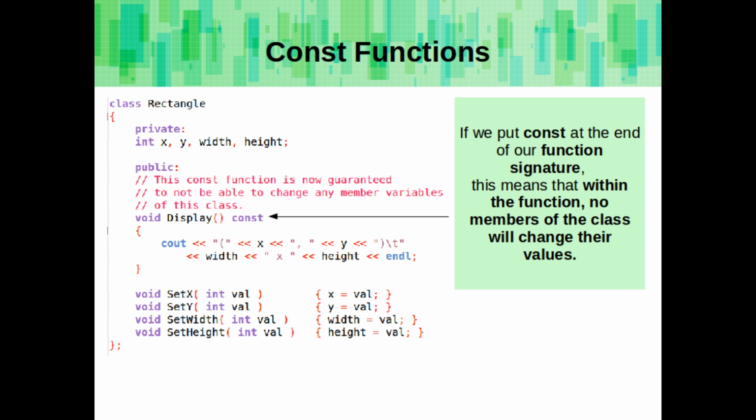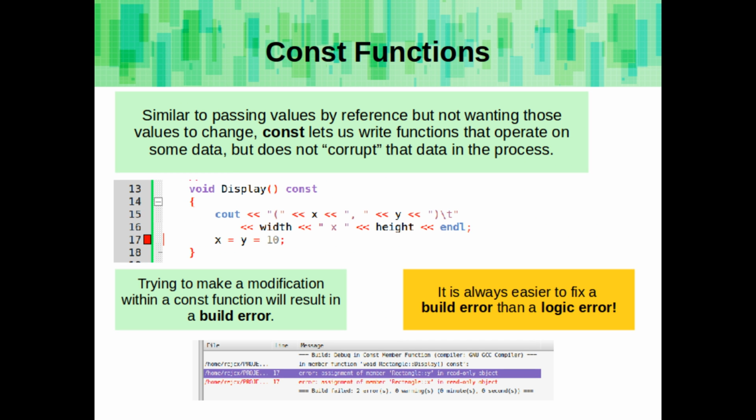If we put const at the end of our function signature, this means that within this function, no members of the class will change their values. Similar to passing values by reference, but not wanting those values to change, the const lets us write functions that operate on some data, but does not corrupt that data in the process. Trying to make a modification within a const function will result in a build error, and it is always easier to fix a build error than a logic error.